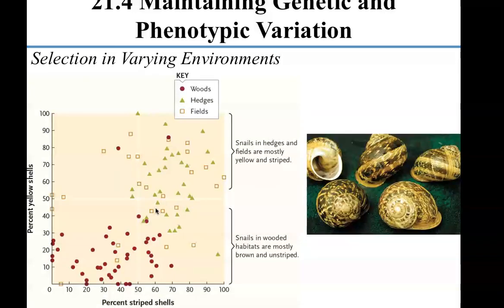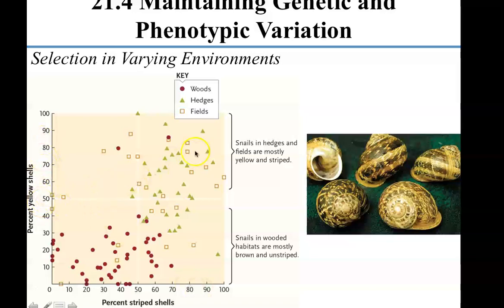All right, natural selection is going to change in different environments. So in other words, natural selection doesn't happen the same regardless of the environment. The example from the book is snails. So if you look at the chart, you can see on the x-axis we have striped shells. So what percent of the population has striped shells? And then the y-axis is what percent of the population has yellow shells.